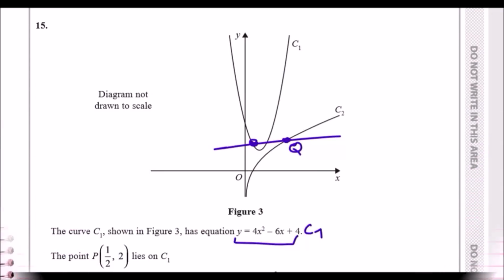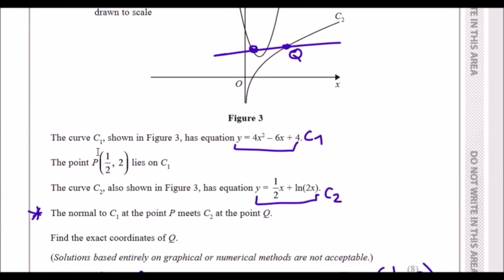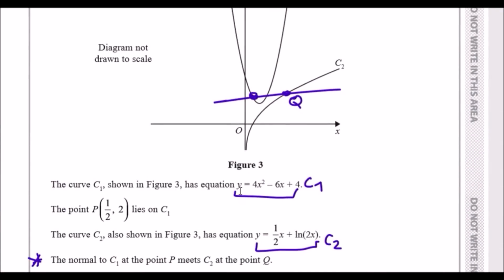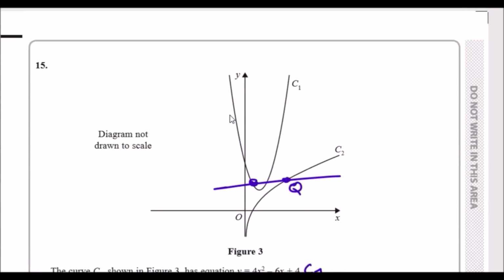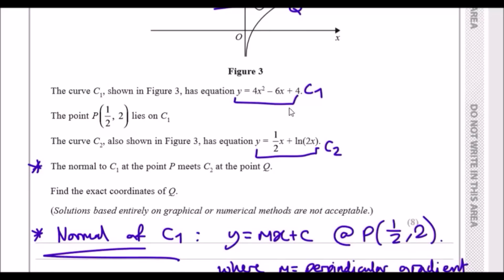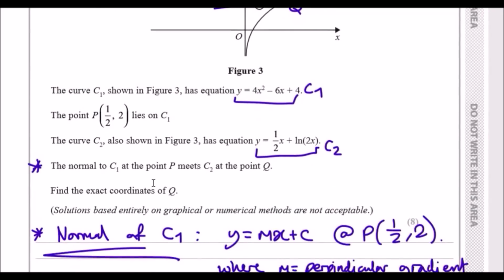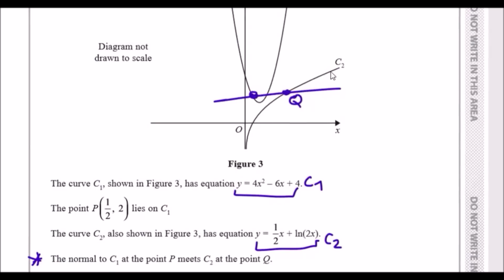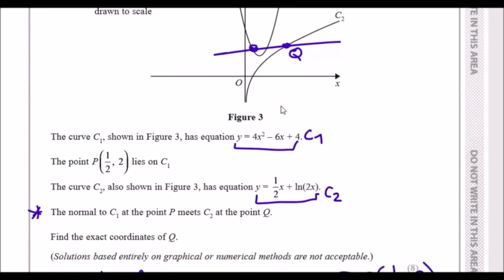Okay, number 15, guys. Here we go. So we've got a curve C1 shown in figure 3 with this equation. So it's a standard quadratic equation. This is C1. And we also have a C2, another equation, which is actually a log equation: half x plus the natural log of 2x. And of course, they're both non-intersecting.